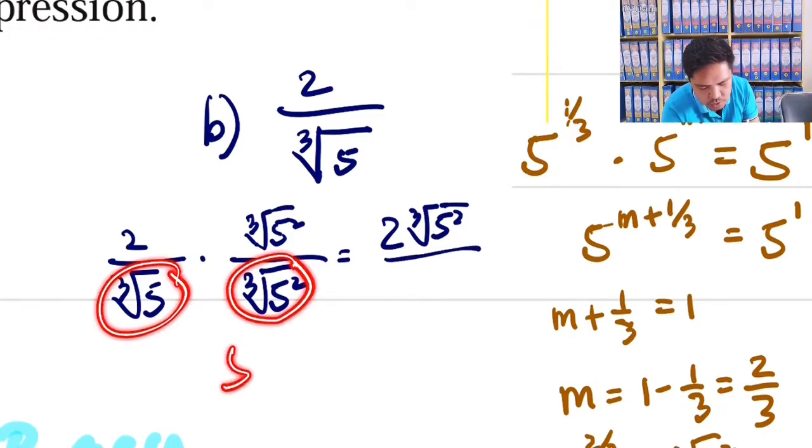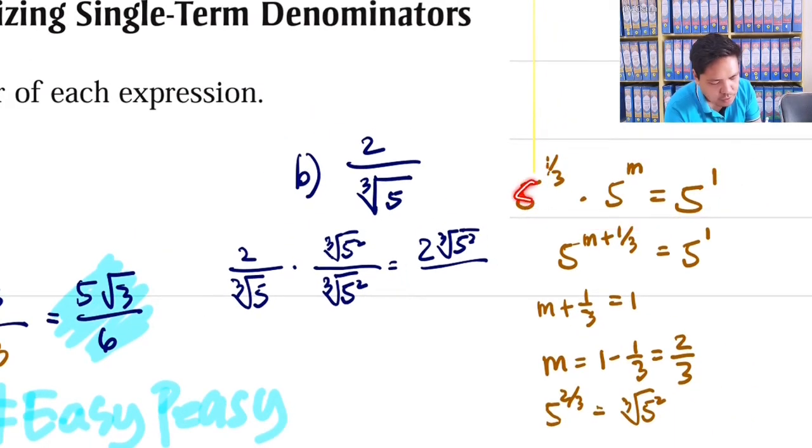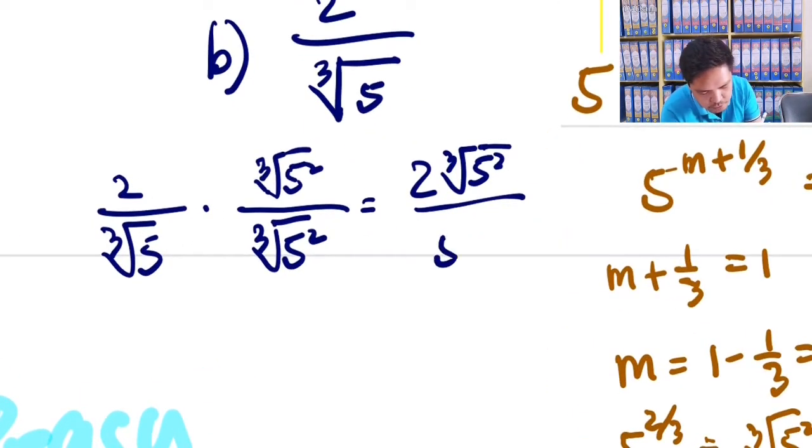so if you multiply this, it becomes 5 raised to 1. This one. 5 raised to 1/3 times 5 raised to 2/3, that's 5 raised to 1. So that is 5 raised to 1. And that's our answer.